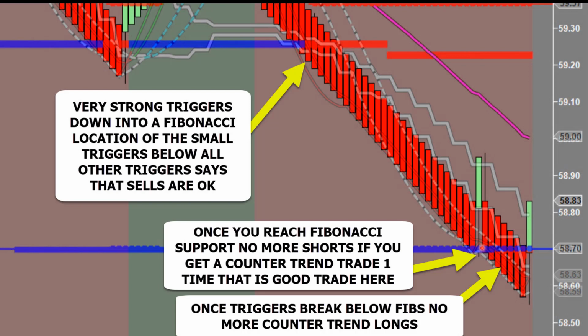Because if we don't win this, or if we win a little and then it doesn't follow through, once the trigger lines physically break support, we're going to wait for the support to turn red or the trigger lines to transition back up. Absolutes, that's what we trade in, guys.